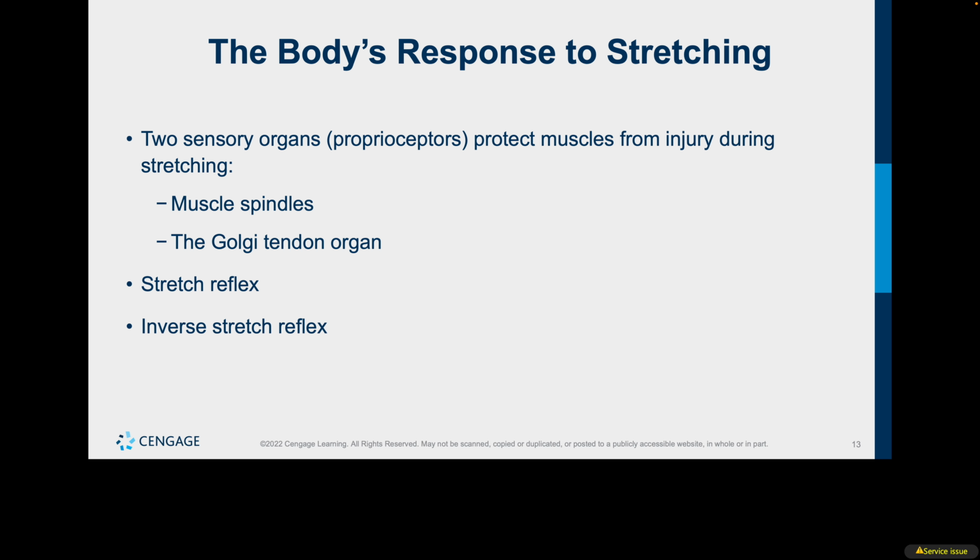The body's response to stretching. There are two sensory organs or proprioceptors that protect muscles from injury during stretching: the muscle spindles and the Golgi tendon. We also have what is called stretch reflex. Most of us, at the moment we're born, we come with a number of reflexes that are designed to help us be protected and basically survive our environment.